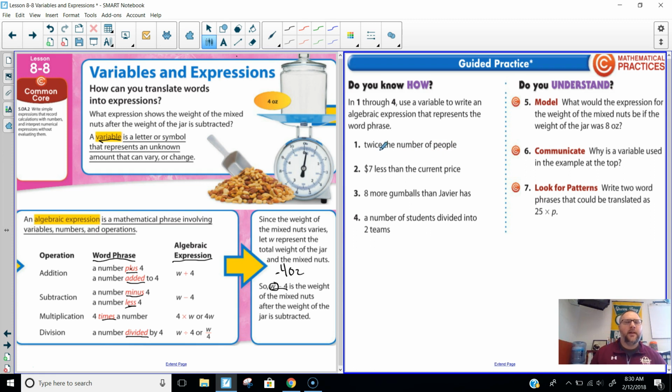So that means I'm doing something here. I'm getting more people, aren't I? Twice the number of people. Well, what don't we know? We don't know the number of people. The number of people could possibly change, right? So let's use the variable p here. We're not sure how many people there are going to be. We'll represent that with p.